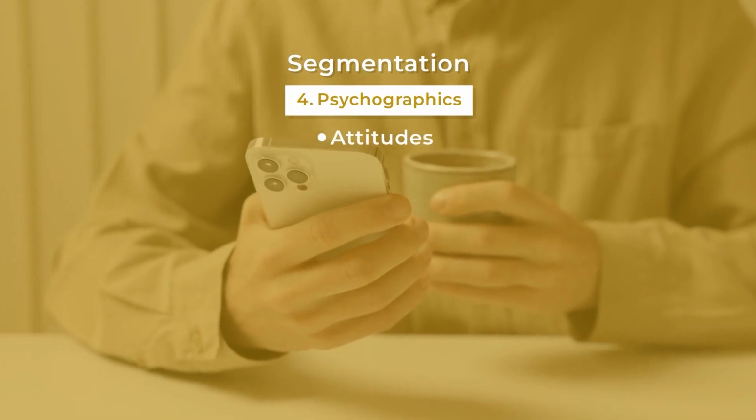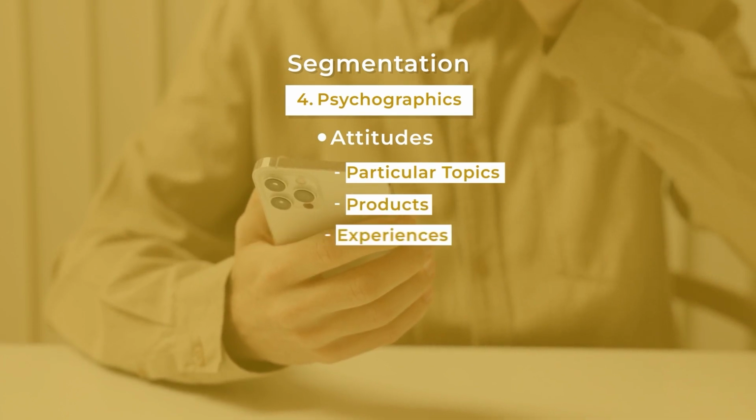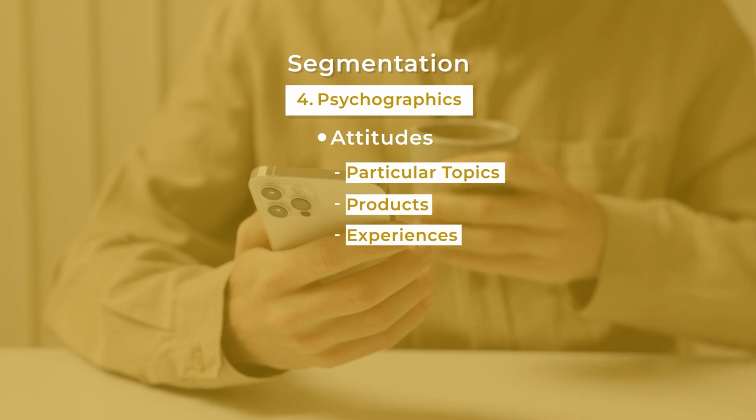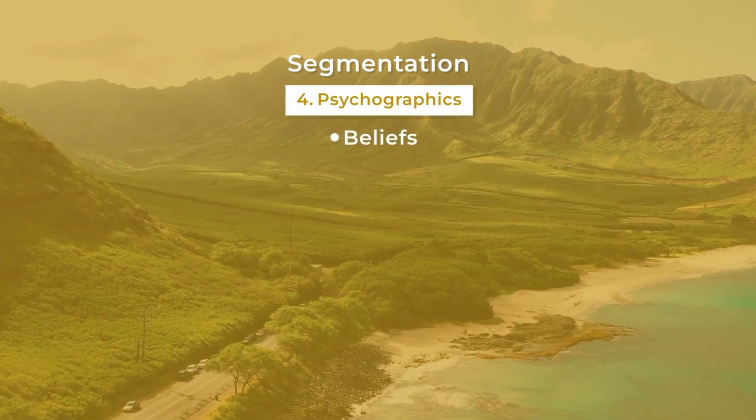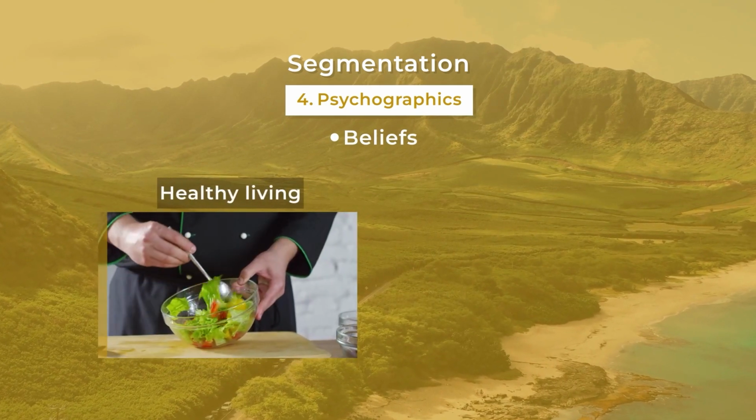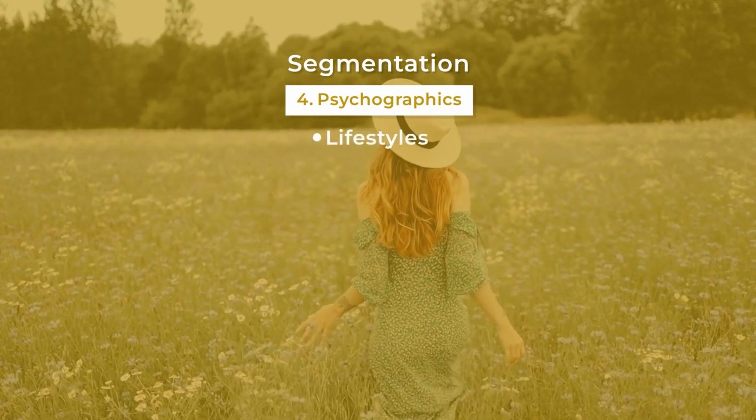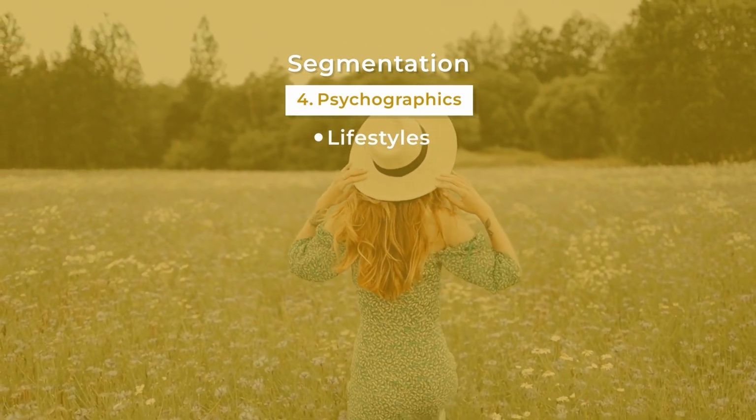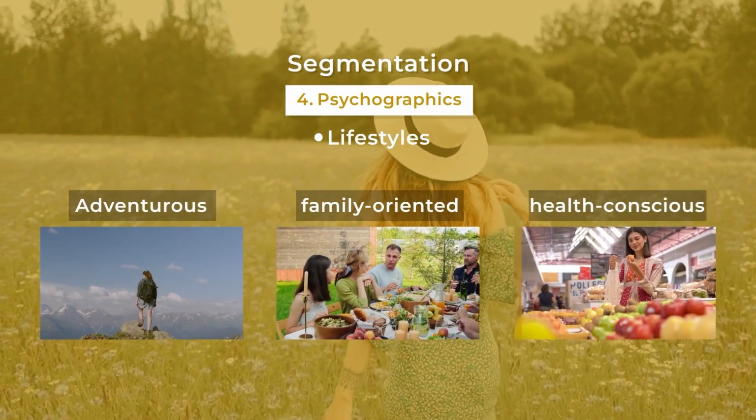Attitudes. Specific feelings or opinions about particular topics, products, or experiences. For example, positive attitudes towards technology or skepticism towards marketing claims. Beliefs. Perceptions or convictions about the world or oneself, like believing in healthy living or the importance of social justice. Lifestyles. Patterns of living expressed through activities, interests, and opinions, such as being adventurous, family-oriented, or health-conscious.